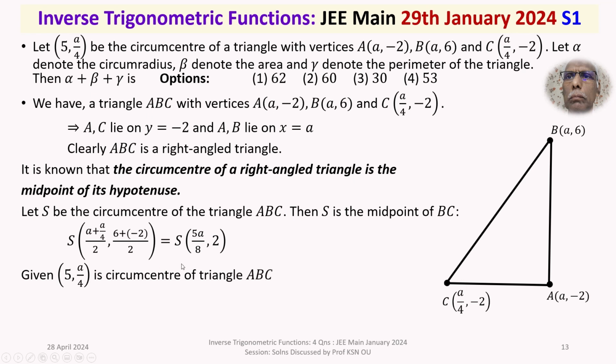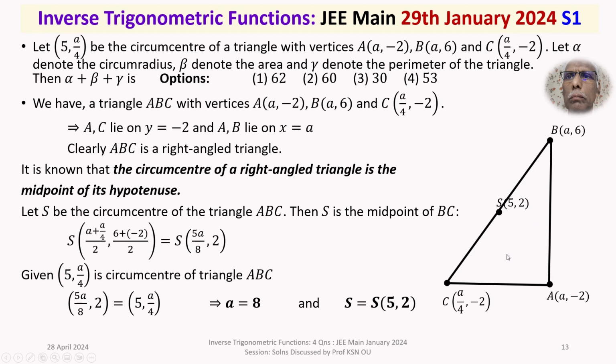So these two ordered pairs must be equal, because they represent the coordinates of the circumcenter. So when you equate them, then you will get a is equal to 8. When a is equal to 8, what will be S? S will be (5, 8/4), that is (5, 2). So S will be (5, 2), and a is 8. So this is your S, that is the circumcenter, and that is (5, 2).